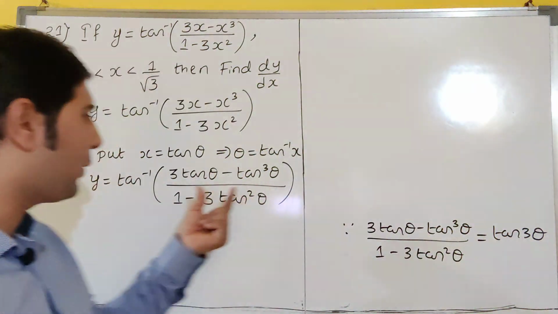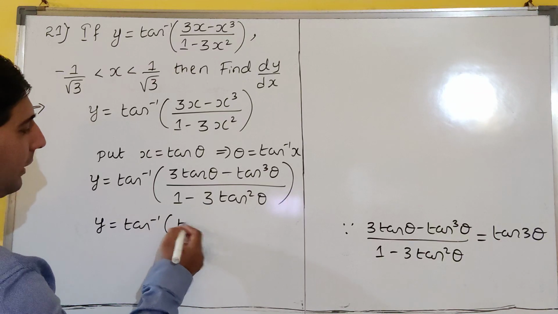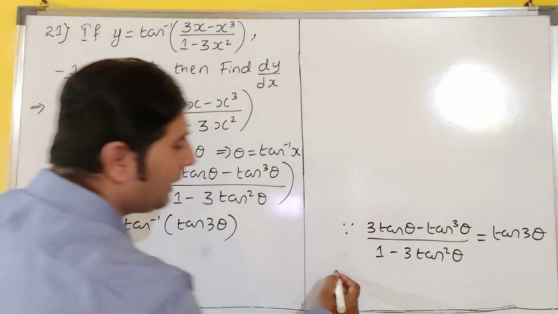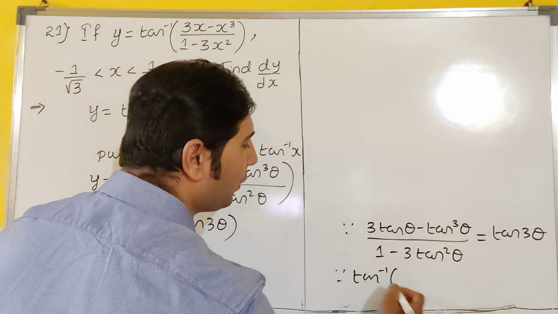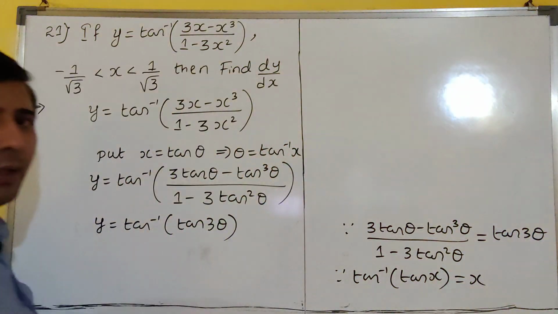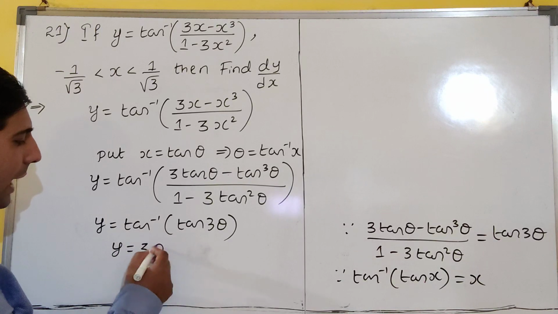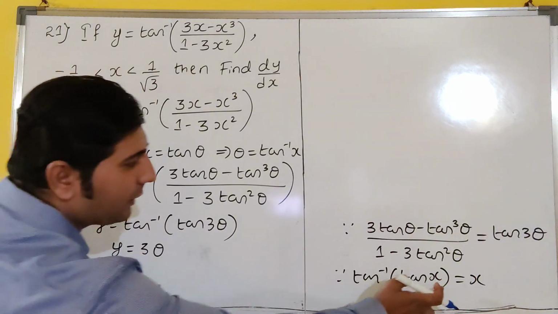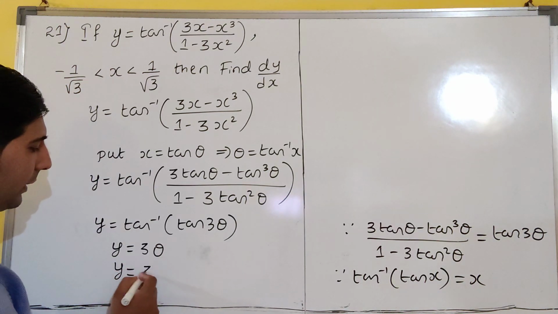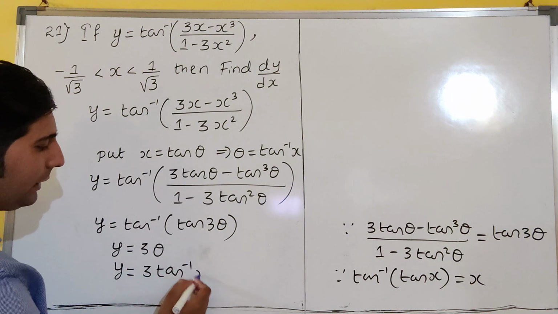This value I will substitute here. So what will we get? Tan inverse of tan 3 theta. Tan inverse of tan x is what? If you don't know, I will write here: tan inverse of tan x is x, dear students. In place of x, what is it here? 3 theta. So 3 theta I can write. Yes or no? In place of x, 3 theta is there. 3 theta I got. So theta is what, dear students? Theta is nothing but tan inverse x. I will substitute here tan inverse x.